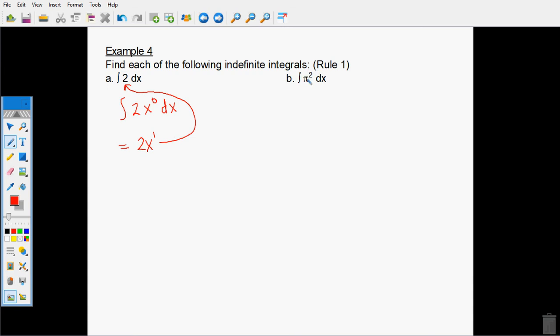In B, remember that pi is not x. This is just some number, 3.14 times 3.14. So I must have also just started with whatever number that was out in front of x. Oh my goodness, if when I took the derivative, I lost my x, then this must have been the constant out front.